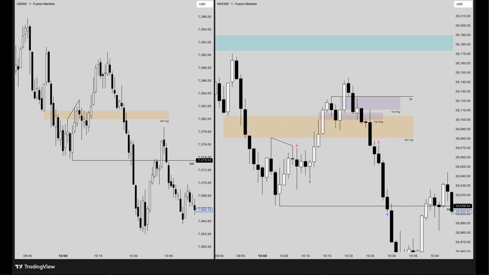I want to show you guys how I use SMT to trade. So I took this trade about 2 days ago, and yeah, let's get into it. So this was the execution. I made two trades on the 1 minute time frame. This was the first one, this one was the second one.